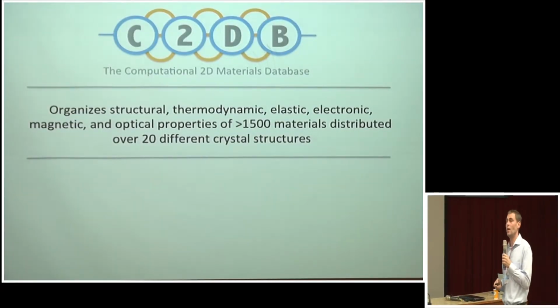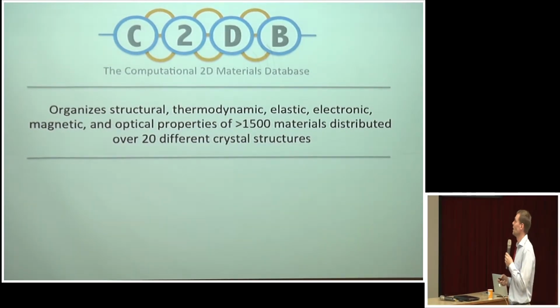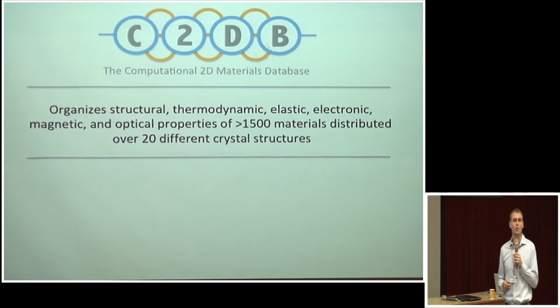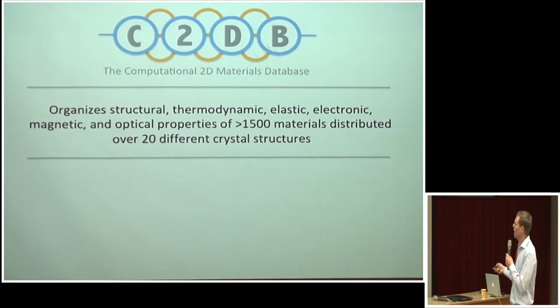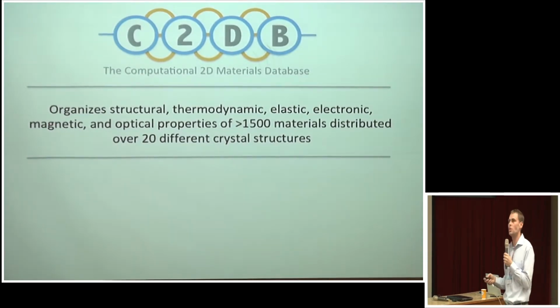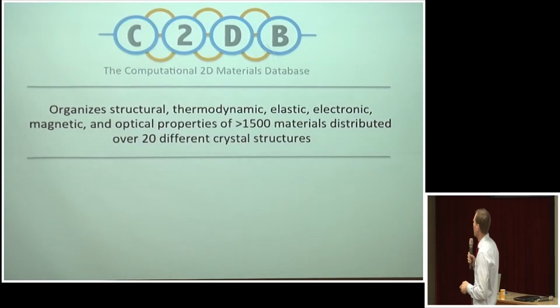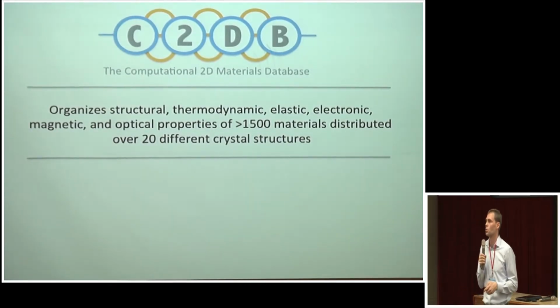It's been an immense amount of human and computational resources that we've spent in creating this database, so I really hope that it's going to be useful. So let me just say what it is. As of today, this is continuously evolving, but as of today, it has structural, thermodynamic, elastic, electronic, magnetic and optical properties of more than 1,500 2D materials, calculated using state-of-the-art DFT and many-body methods. These 1,500 materials are distributed over 20 different crystal structures.